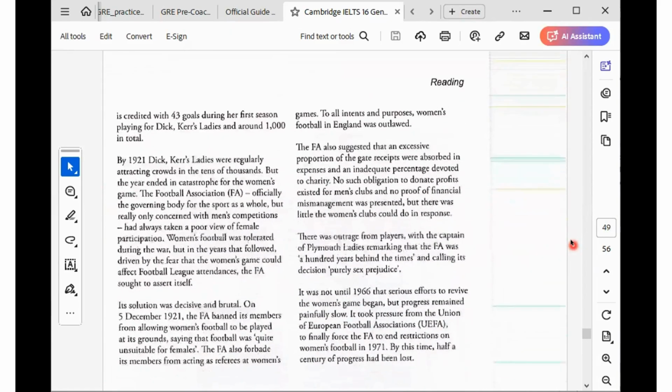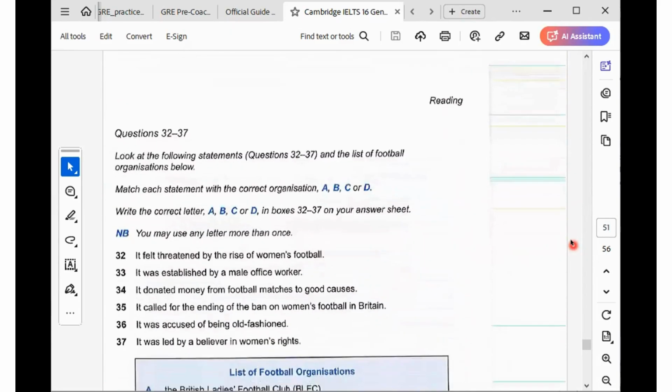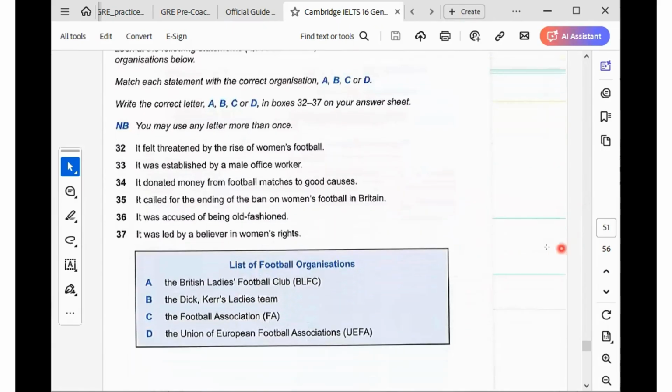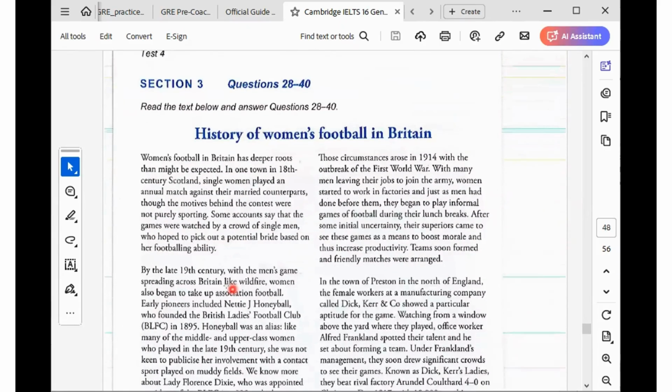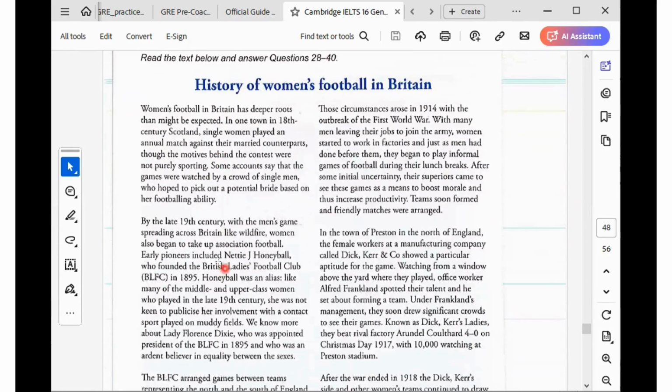So I've solved 39 to 40 gap filling. Now, let me come to this matching feature. The British Ladies Football Club, BLFC, is the keyword I'm going to start with. I'll go to the passage and look for what it says about this particular club. I can see BLFC in paragraph 1. Paragraph 2, I can see BLFC here.